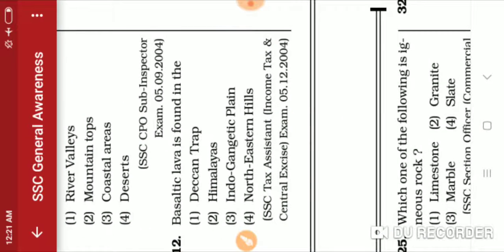Next question. Basaltic lava is found, of course, in our Deccan Plateau. The black soil is in Gujarat. That is also called lava soil. It's mainly due to volcanic eruption.